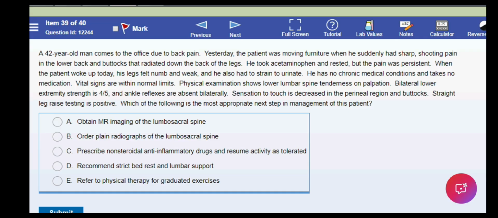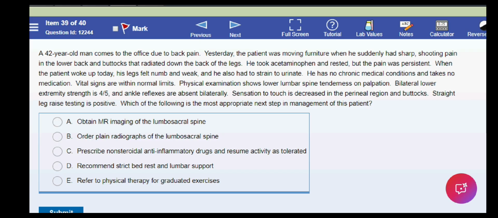We see lower lumbar spine tenderness, bilateral lower extremity strength a little bit low, but the ankle reflexes are absent bilaterally. Sorry, ankle reflexes absent, so this is a sign of a problem. No reflexes. Sensation to touch decreased in the perineal region and buttocks. Straight leg raise testing is positive. So what should we do?